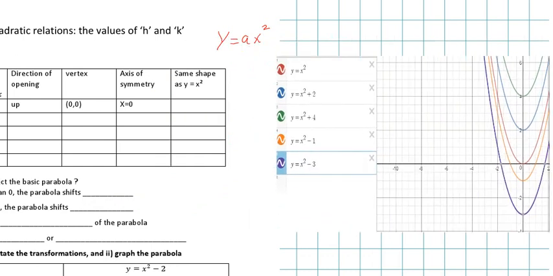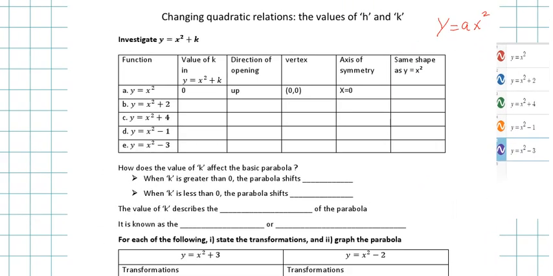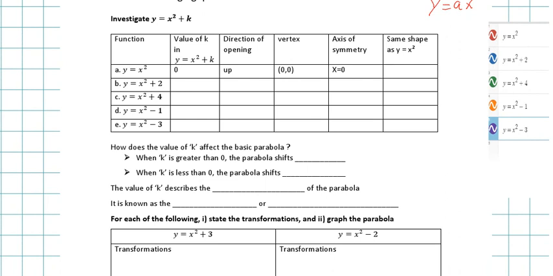Okay, so let's fill in this table here. So y equals x squared plus 1. What is the value of k? 0. What's the value of k? 2.